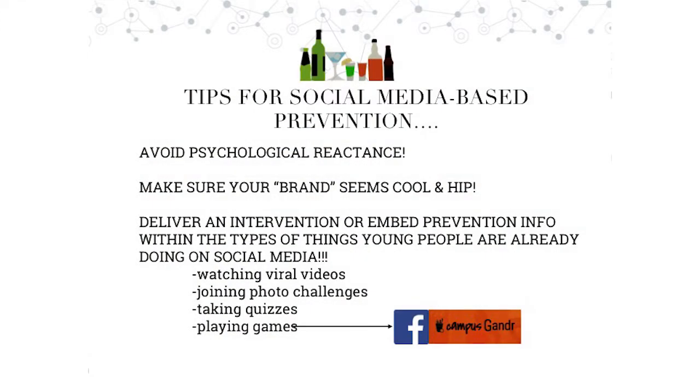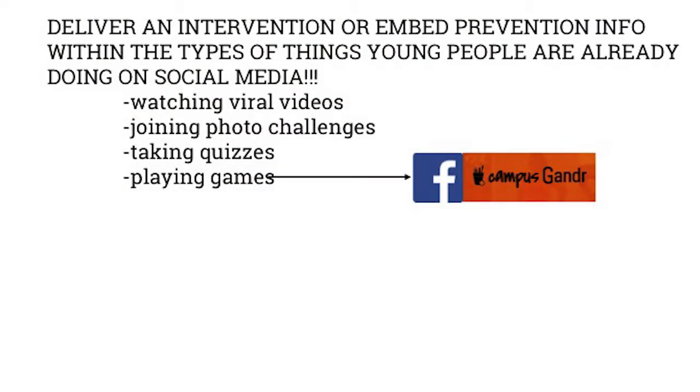Rescue Social Change, down here in San Diego, does an excellent job of this. Their whole thing is creating these brands that then deliver the prevention content, and it feels like an in-group, right? They're really hip and cool, and they do the best job of anybody in that regard. So what I would suggest is that we think outside of the box and consider delivering interventions or embedding prevention info within the things that kids are already doing on social media anyways. For example, watching viral videos, joining photo challenges, taking quizzes, and playing games. These are things that people do on Facebook.